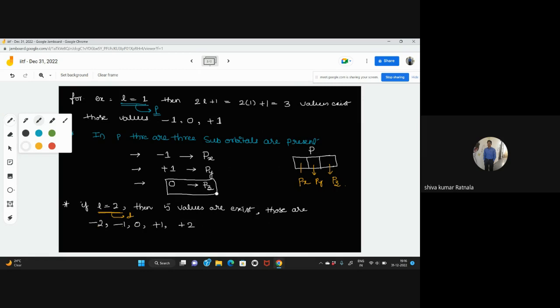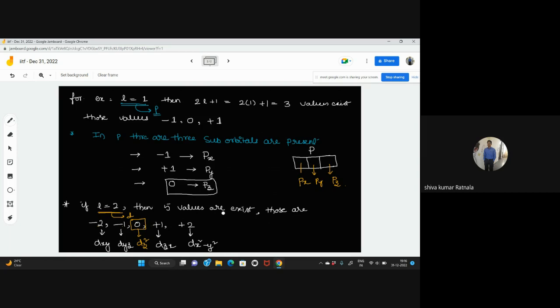In this D also, there are values. 0 indicates dz square orbital. And the remaining ones indicate dxy, dyz, dzx, dx square minus y square. Understood what I'm trying to say?